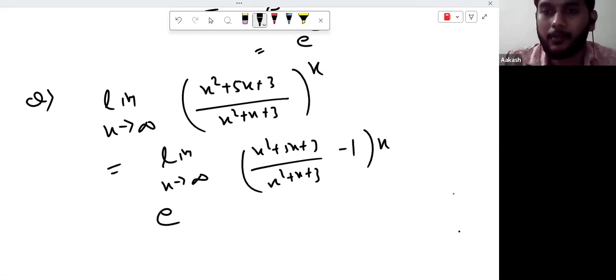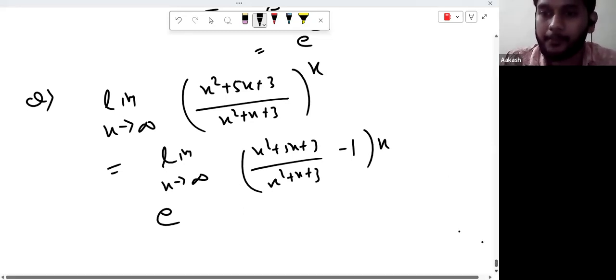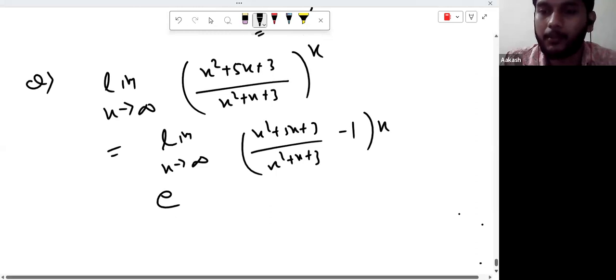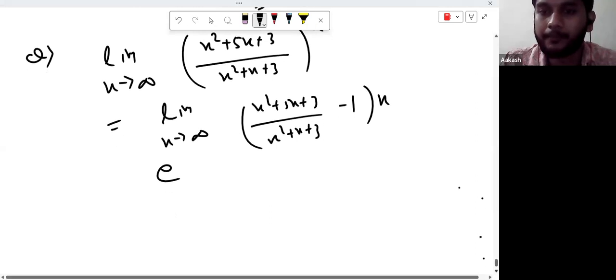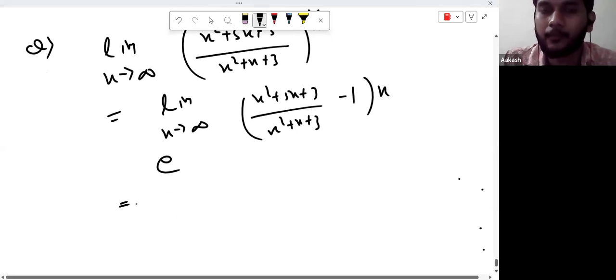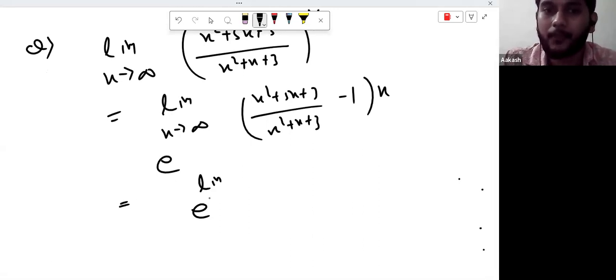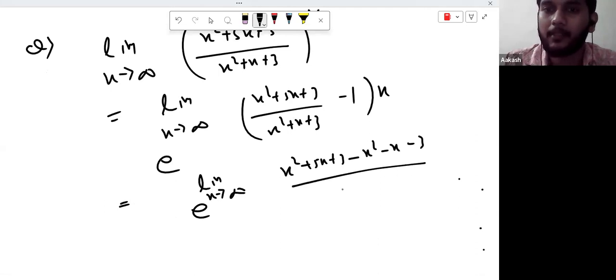Now what did you do? Take the LCM first. Never be in a rush to use the LH rule. Take the LCM first, simplify, then differentiate. So this is x square plus 5x plus 3 minus x square minus x minus 3 divided by x square plus x plus 3, into x.